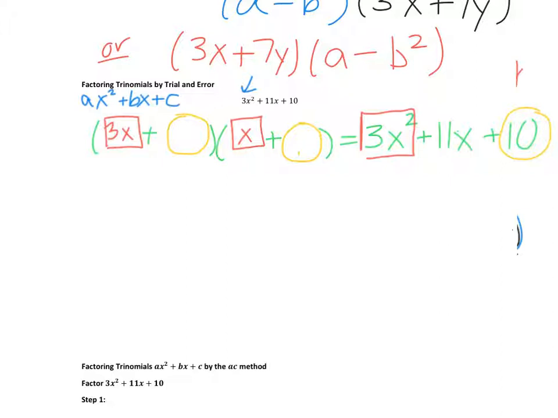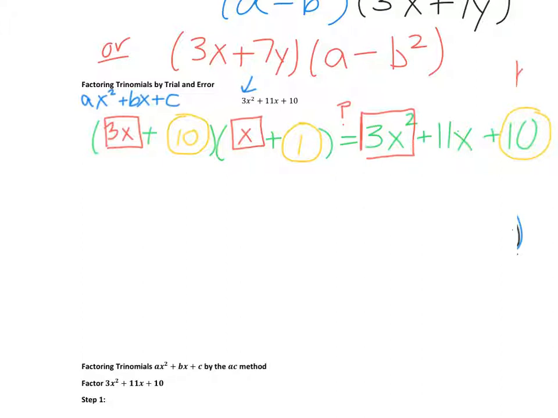Okay, and now this has become a question. So is this true? Does 3x plus 10 times x plus 1 equal 3x squared plus 11x plus 10? Well, what we do know is that it definitely matches our trinomial for the red box and the yellow circle. We're interested in the middle term. And the middle term in our FOIL is the outside and the inside.